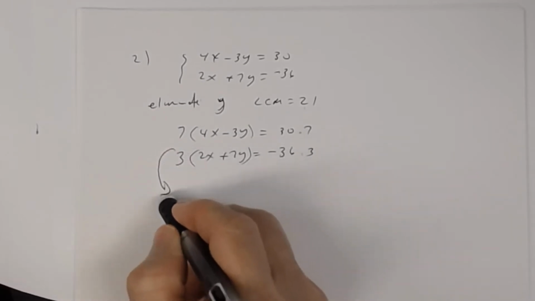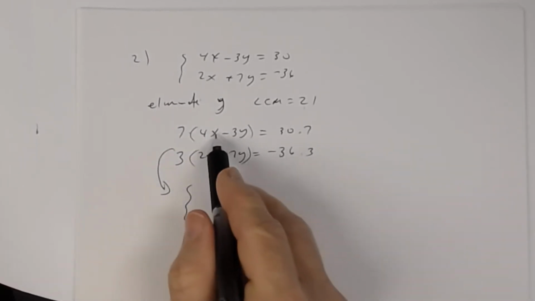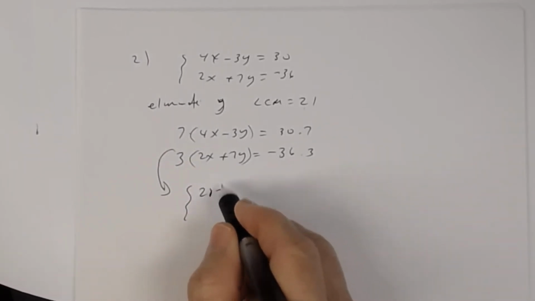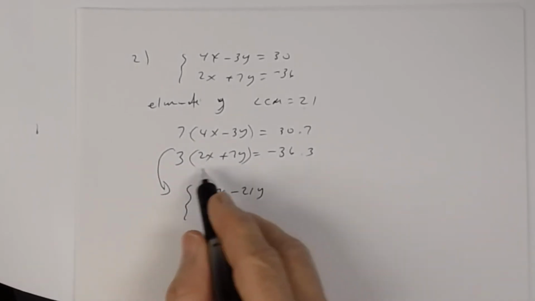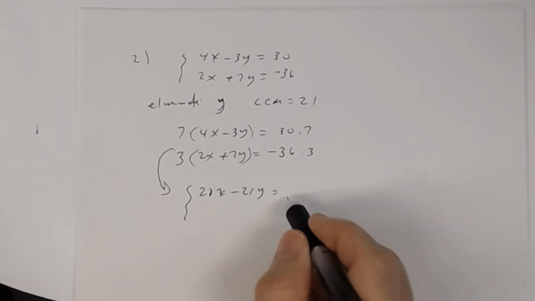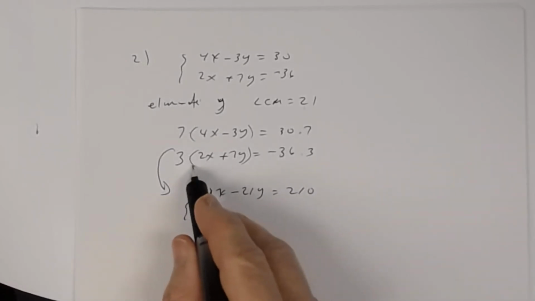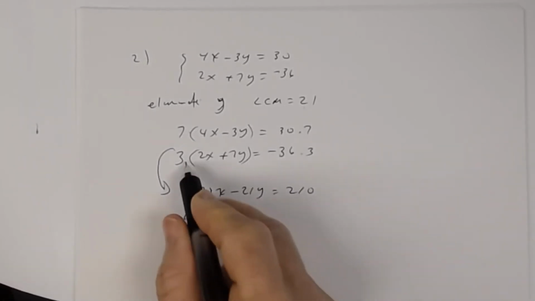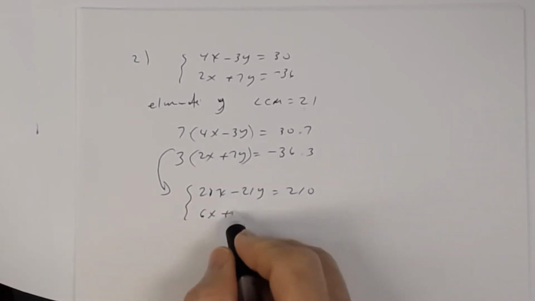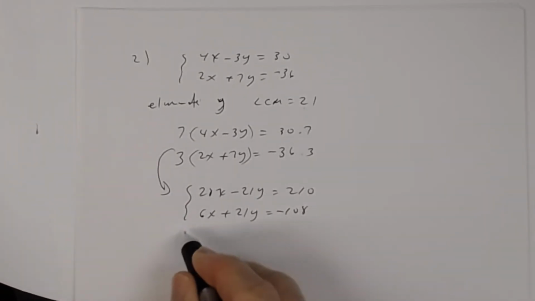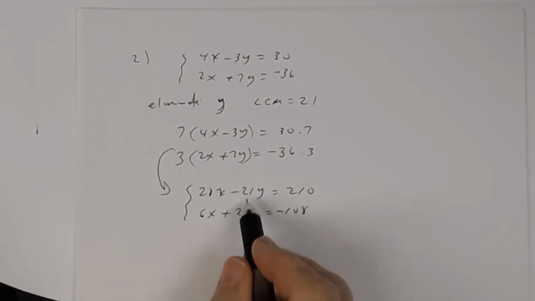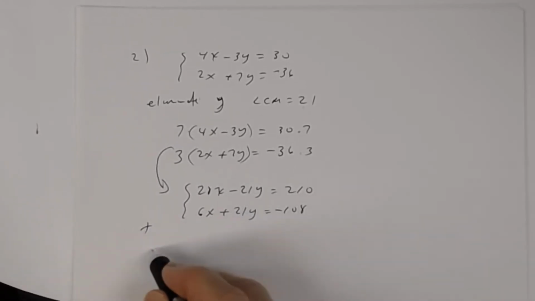And so now this becomes 7 times 4x is 28x. 7 times a negative 3y is a negative 21y equal. And then 30 times 7 is 210. 3 times 2x is 6x. 3 times 7y is a positive 21y equal. And then negative 36 times 3 will give us a negative 108. Now we can add them up because now these are opposites.